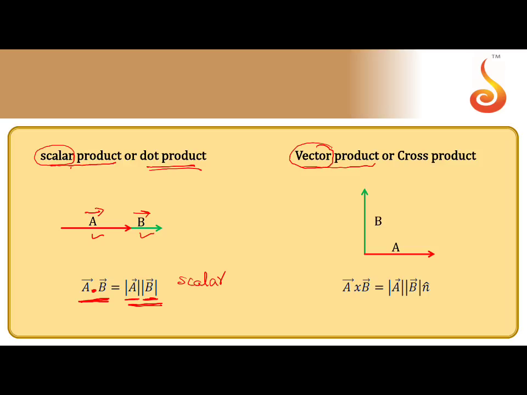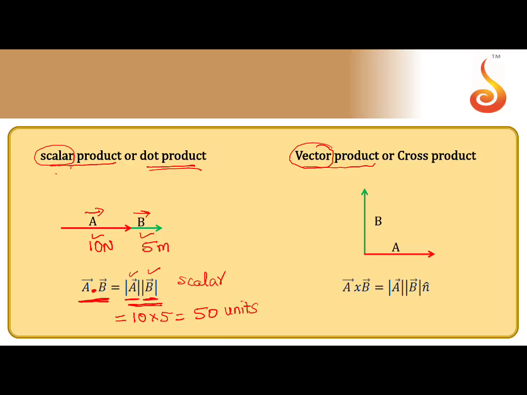For example, A is 10 Newton, B is 5 meters. They both are acting along the same direction. Then the dot product is 10 into 5, that is equal to 50 units. So what you need to understand, my dear children, is that scalar product is the product of the magnitudes of two vectors which are acting in the same direction.